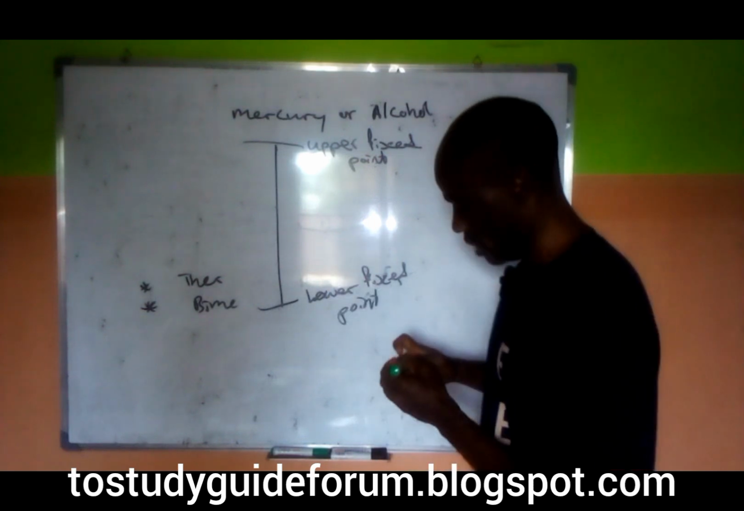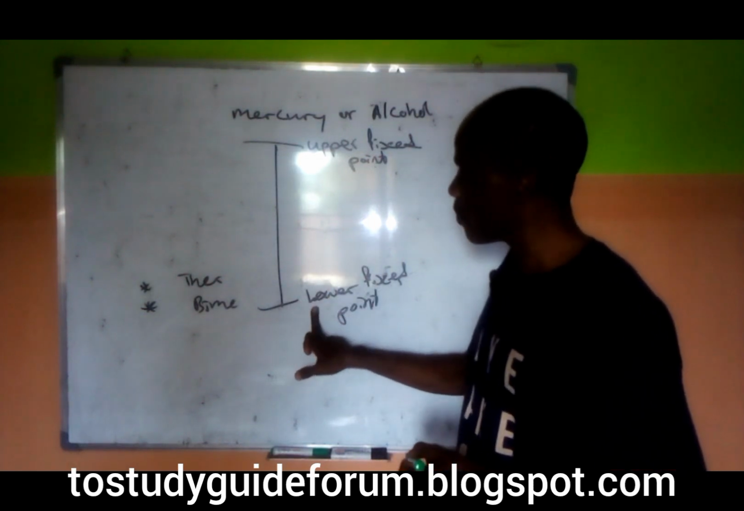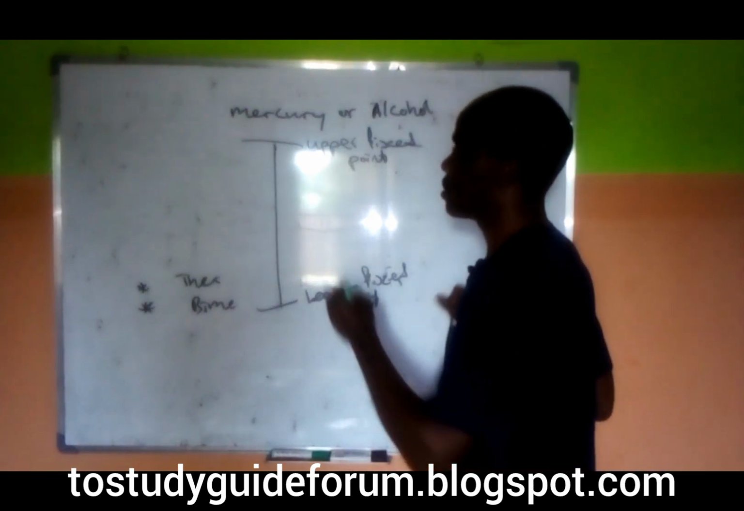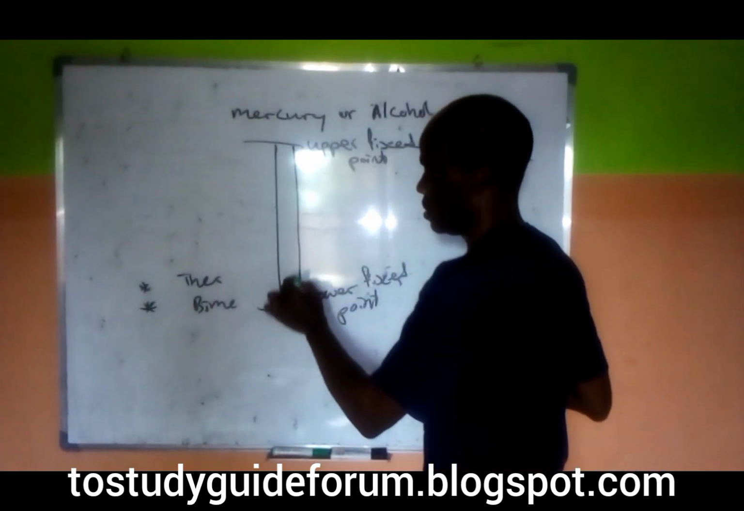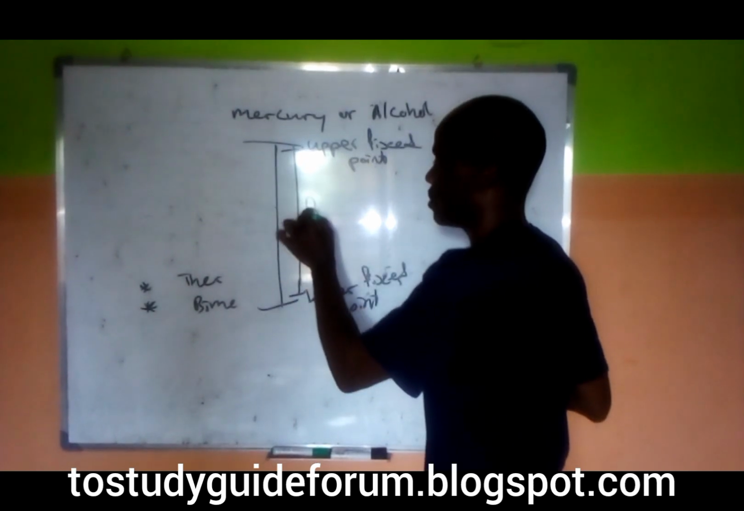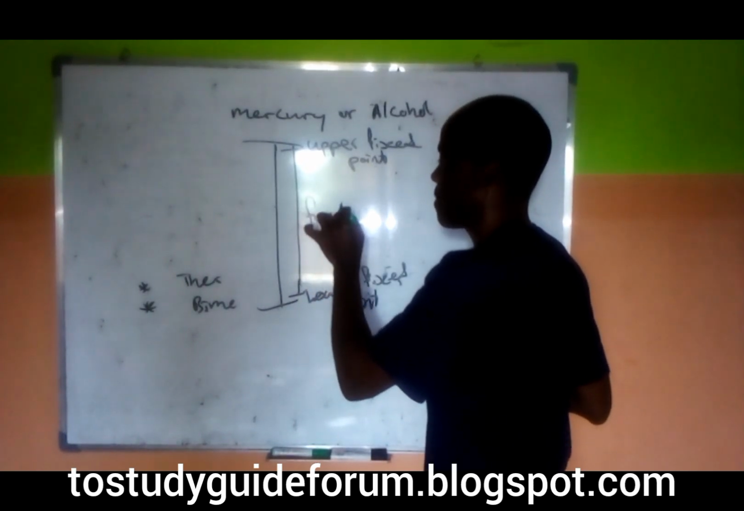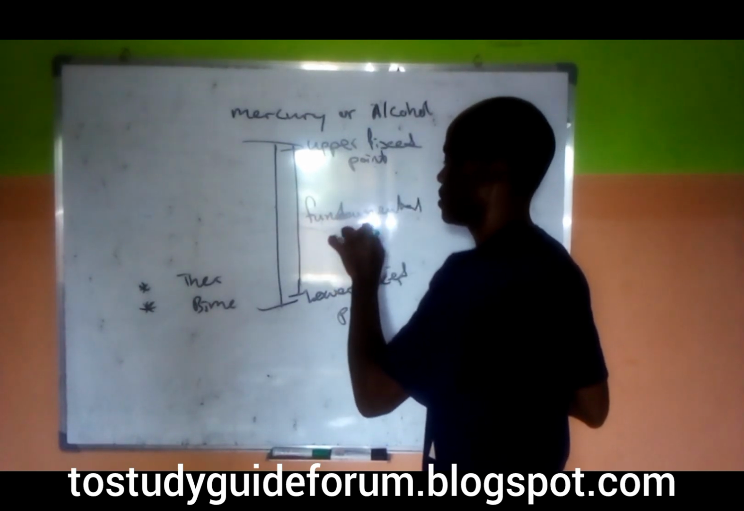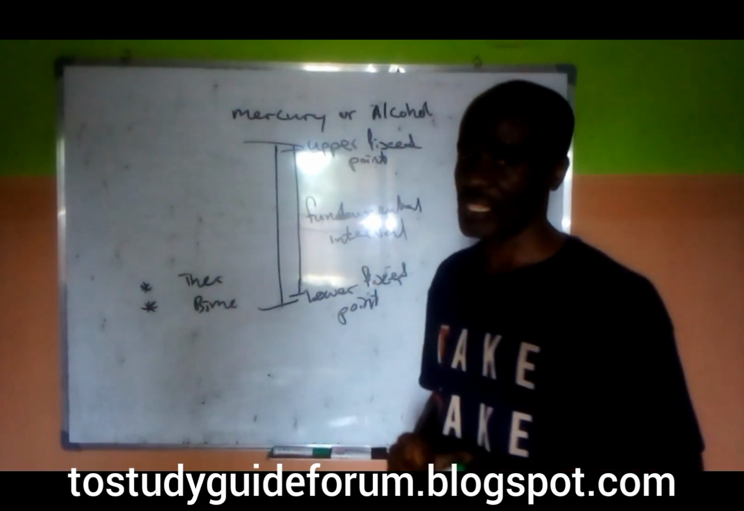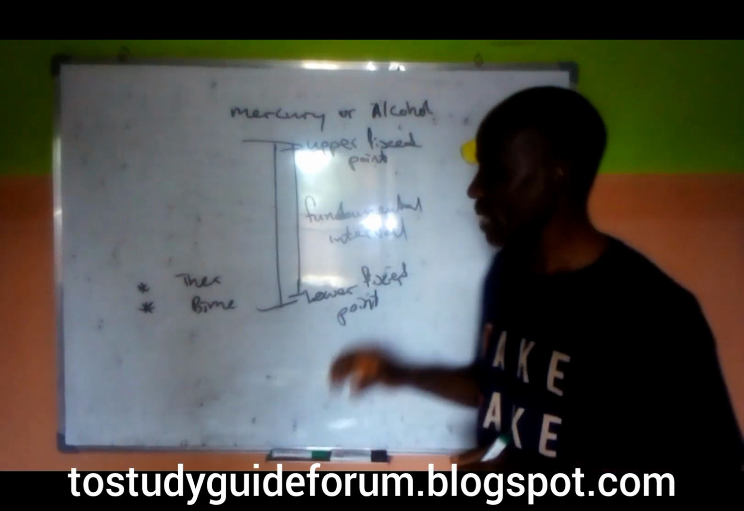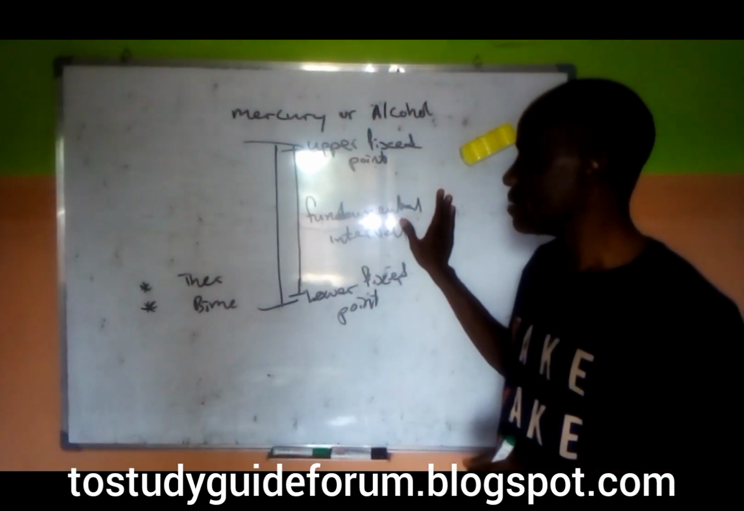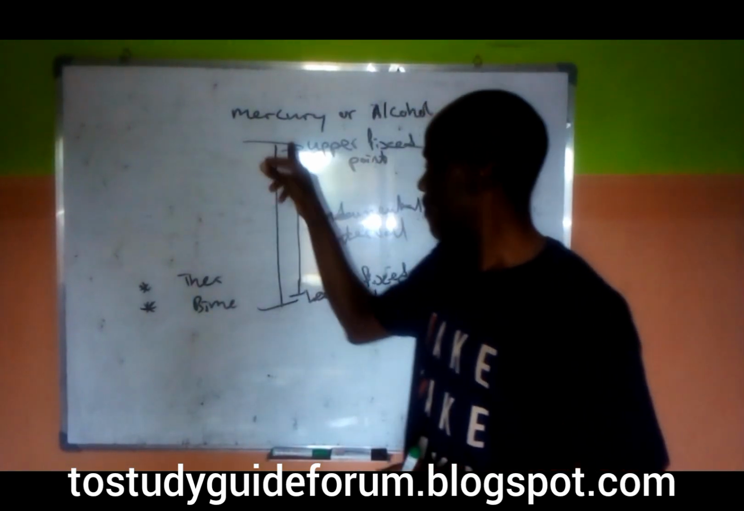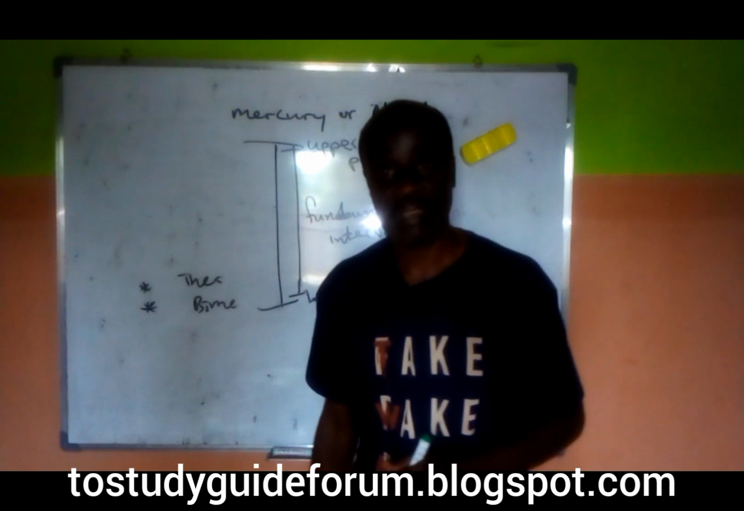So in this case, the difference between the lower fixed point and the upper fixed point is what we call the what? The fundamental interval. I say fundamental interval. The difference between the upper fixed point and the lower fixed point on your thermometer is what we call the fundamental interval.